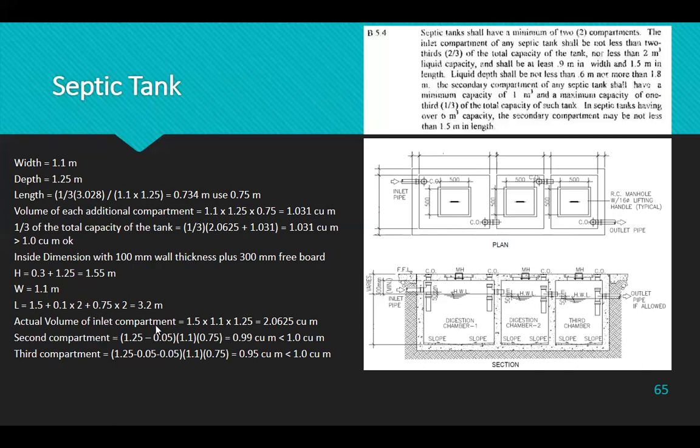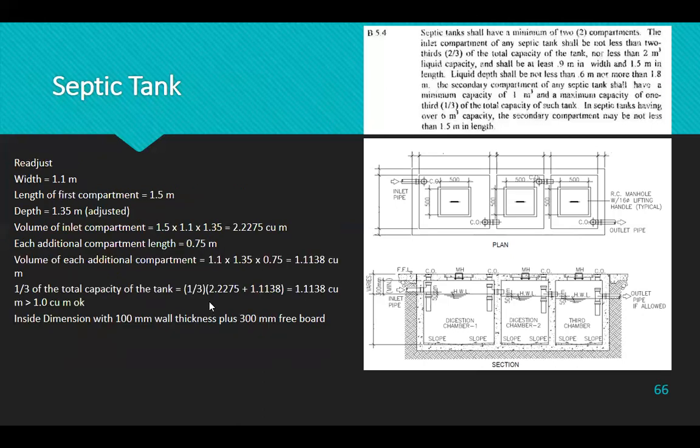So the actual volume of inlet compartment is 2.0625. Second compartment, nagbaba siya ng 50 mm. So this is now 1.25 minus 0.05 times 1.1 times 0.75 is 0.99. It's less than 1.0 cubic meter. Third compartment, ganun din, less than. So we adjust again.